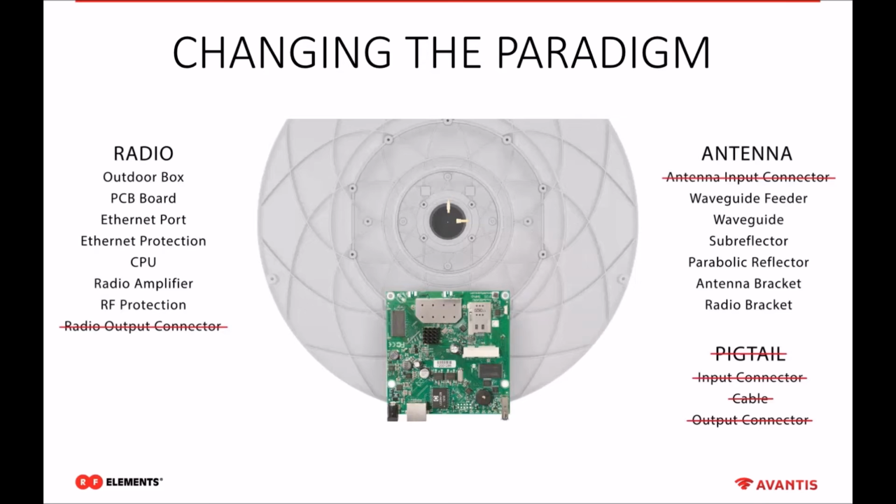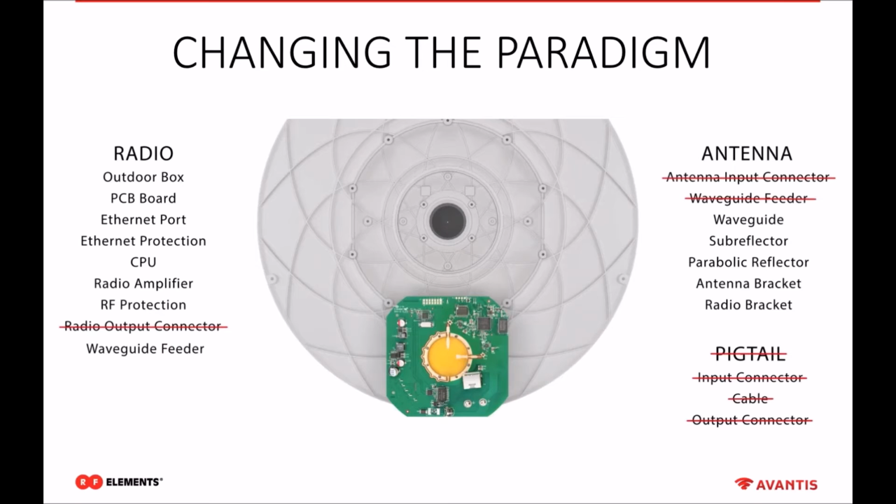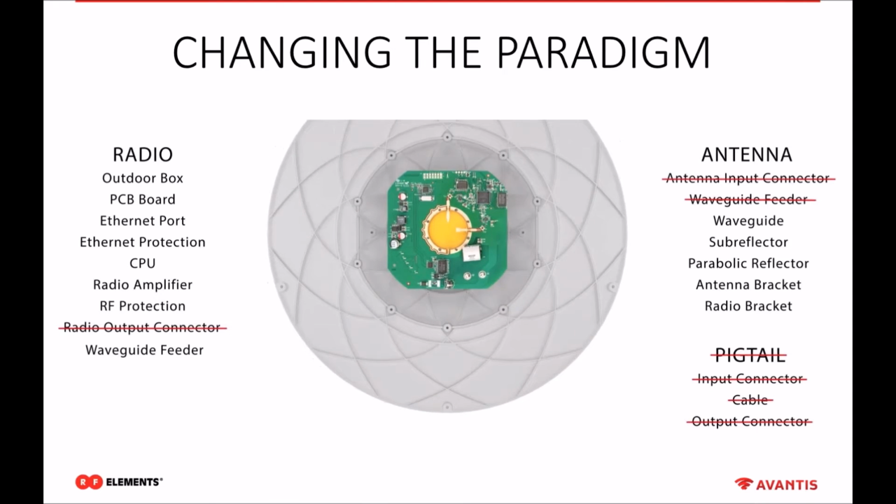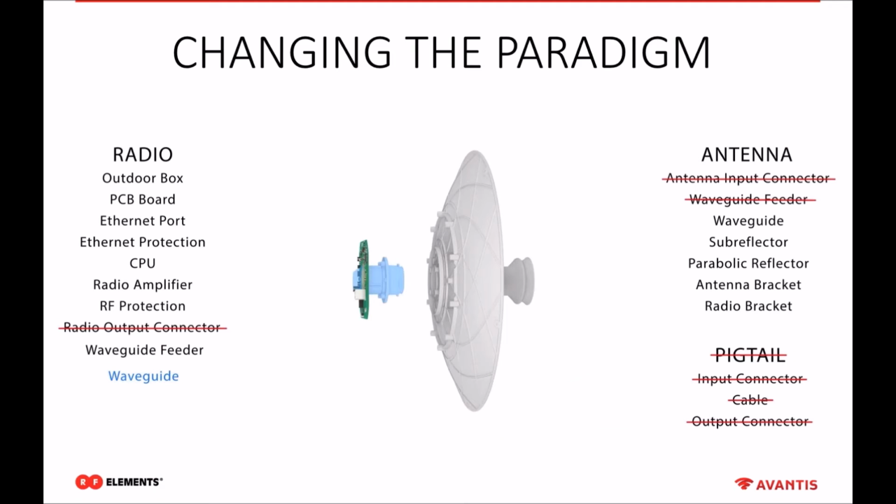So what we did, we moved the waveguide feeder from the antenna side to the radio side. By doing this, we added a waveguide on the radio side and also on the antenna side, creating a twist port connector. So basically we moved all the electronic parts from the antenna side to the radio or adapter side. And this also brings a benefit in a real-life deployment.